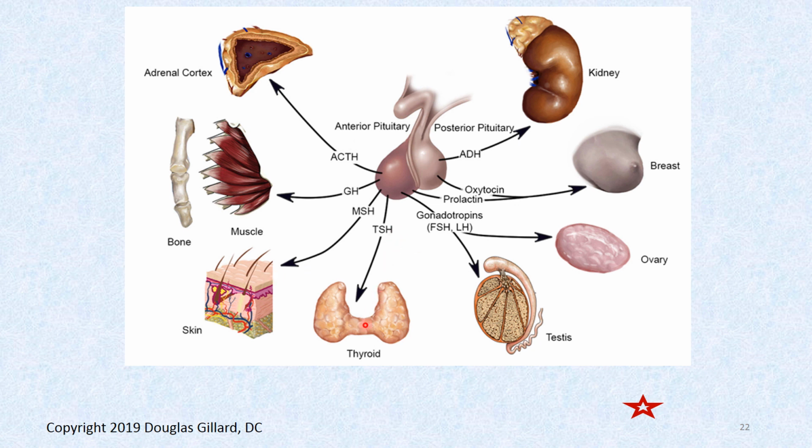Thyroid stimulating hormone stimulates the thyroid. We have the gonadotropins, FSH stimulates the testes, LH stimulates the ovary. Oxytocin, prolactin both stimulate the breast and uterus. Could put that in there as well. We're going to talk a lot about ADH. ADH, antidiuretic hormone, stimulates the nephron to do what?